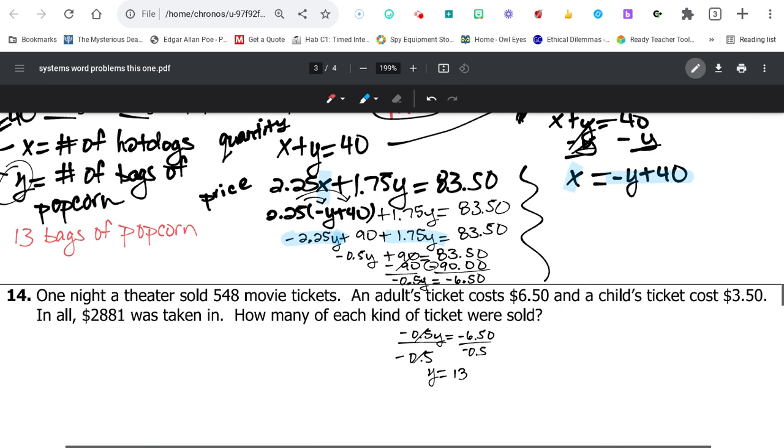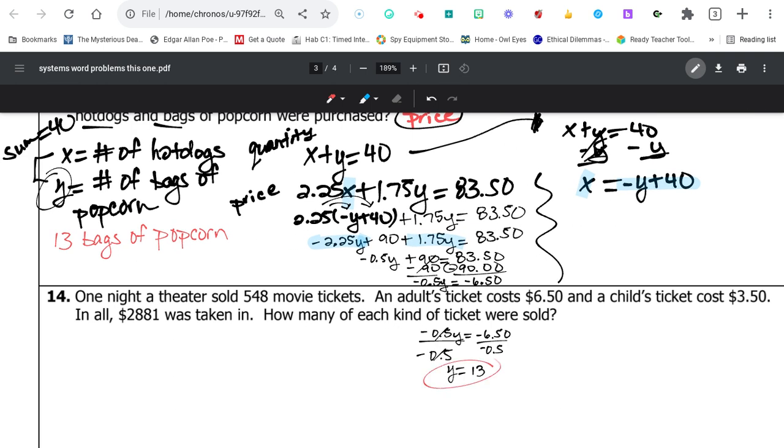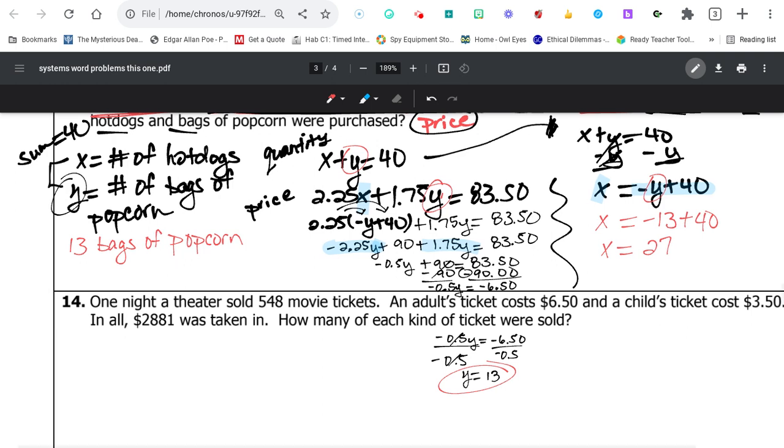And to find the number of hot dogs, just go back and change Y. I'm going to change this Y to 13. I could have changed this Y to 13, that Y to 13, but that would have been crazy because that's too many decimals. Let's go with the easiest one. So that one is going to be negative 13 plus 40. Basically 40 minus 13, guys. It's 27. And X is the number of hot dogs, so that would be 27 hot dogs. And that is all you do.